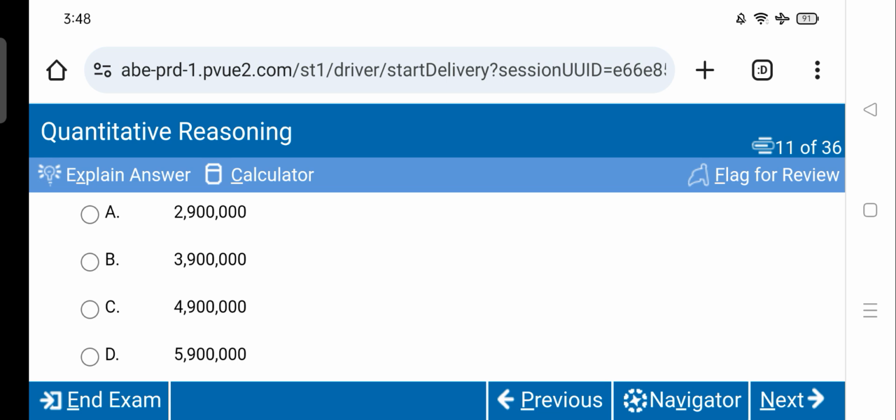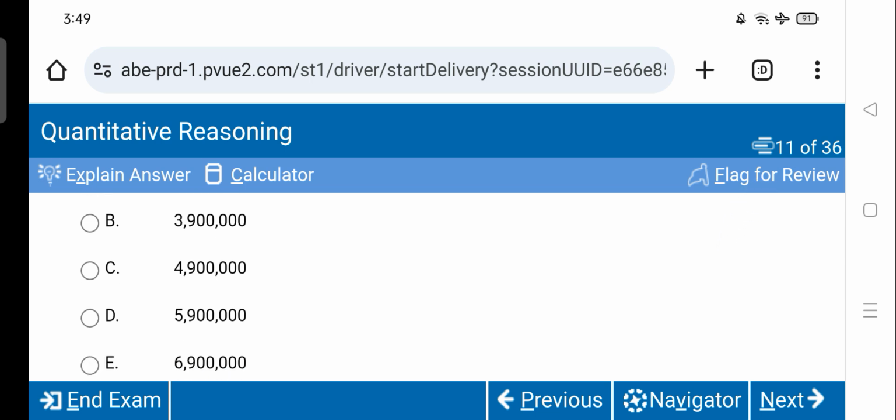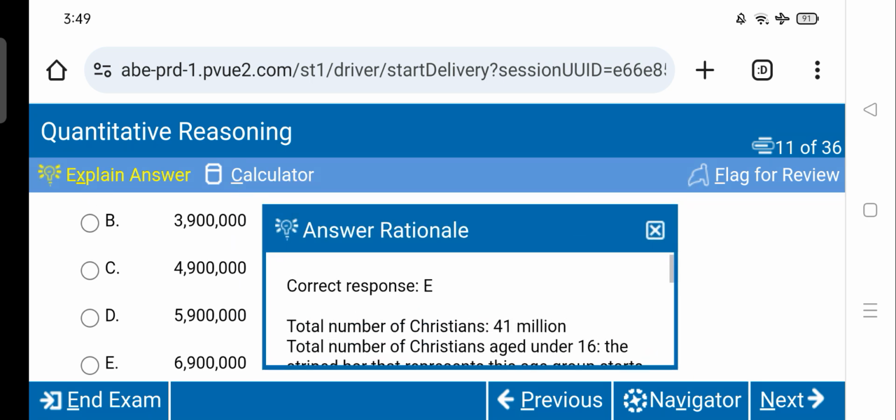Option A, 2,900,000. Option B, 3,900,000. Option C, 4,900,000. Option D, 5,900,000. Option E, 6,900,000. Correct response is option E.